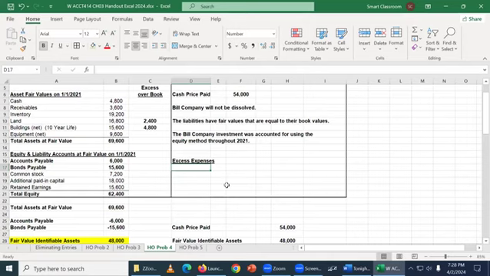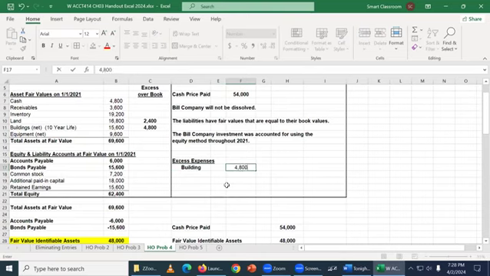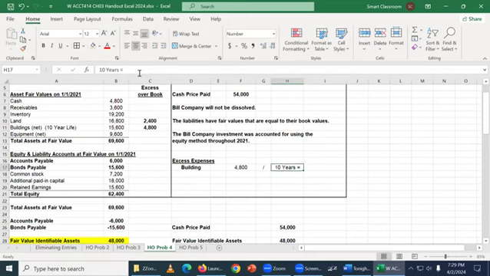Okay, so the building was for 4,800. And years. $480.